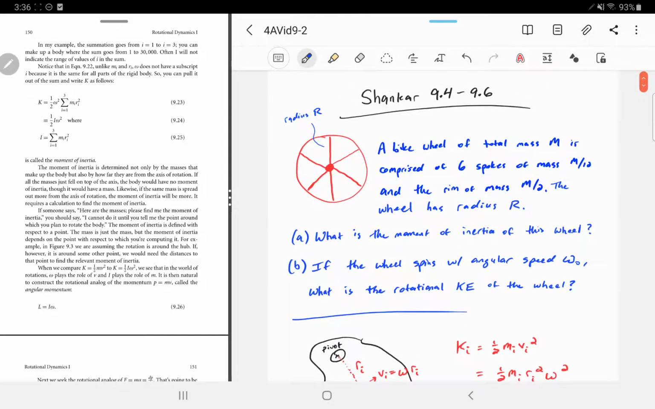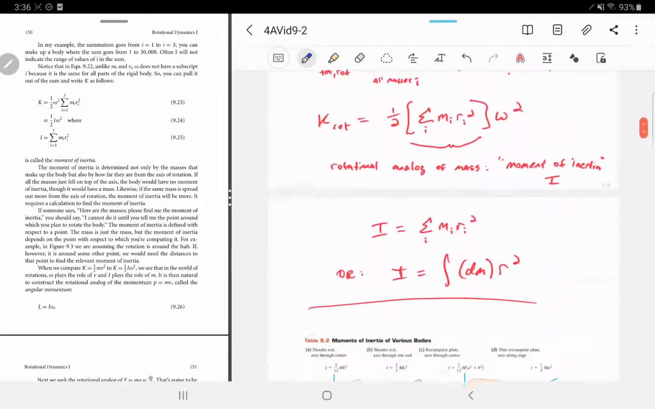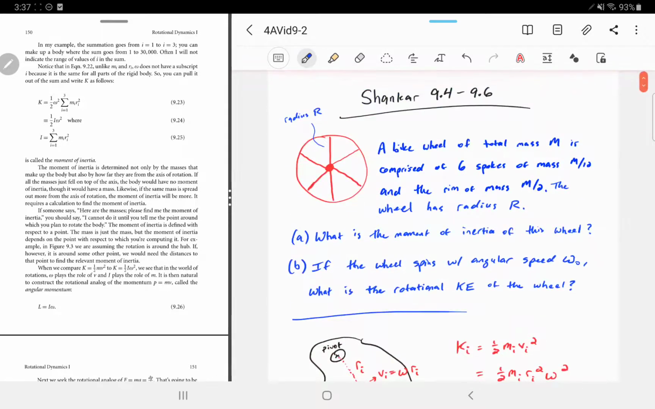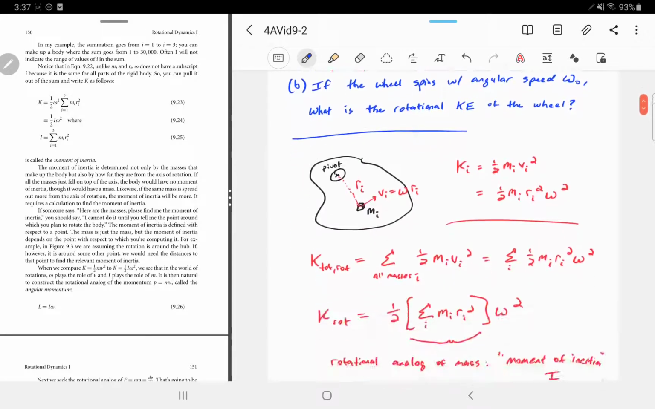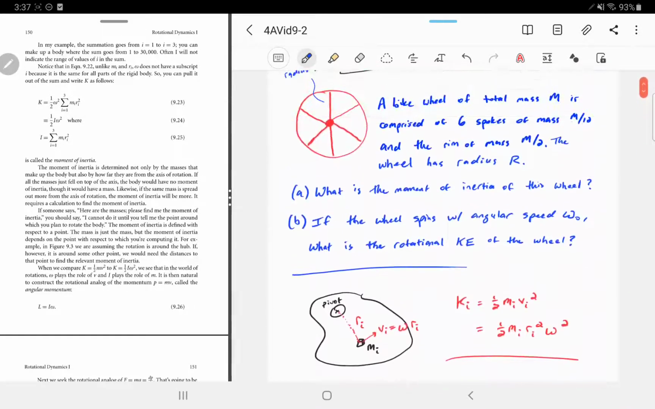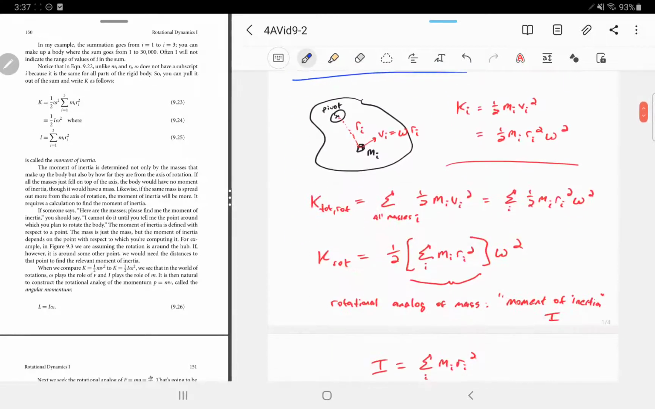Each of these spokes is a rod where the pivot is at the end of the rod. That'll be this equation right here. So the moment of inertia for each spoke is 1/3 times the mass of that spoke, which was 1/12 times the total mass of the wheel, times L squared, where L is the length of the rod, which here is the length of the spoke, R, the radius. So there's going to be 6 of those, and then we also need the moment of inertia of the rim.